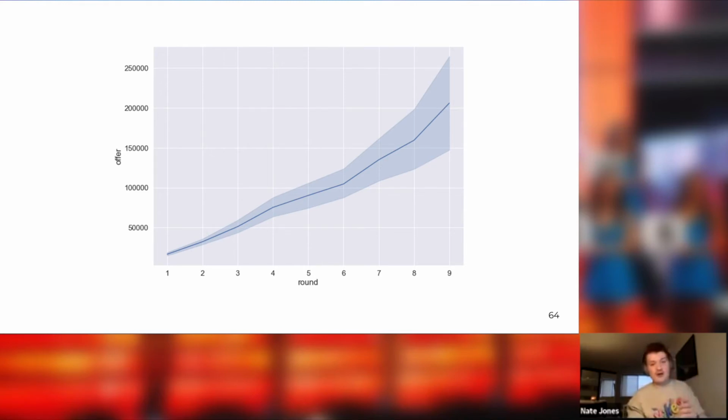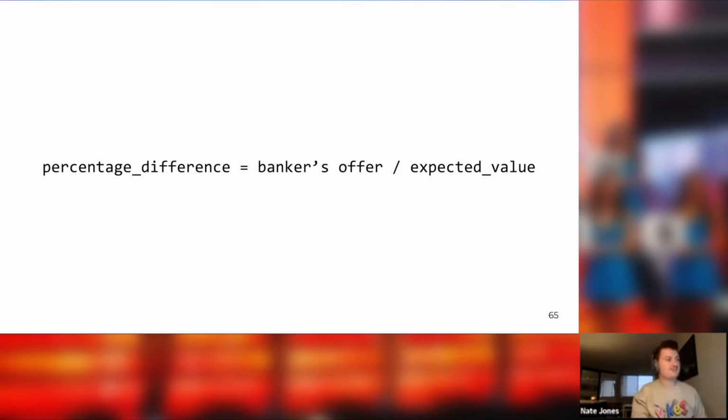And so no matter what I did, I couldn't get a model to actually learn without doing some feature engineering. And to do that, I had to introduce one new column of data that magically solved all my issues. And I call it the percentage difference. What this does is it takes the banker's offer and it divides it by the expected value of the board. So how much should we expect to get from all the cases that are left?